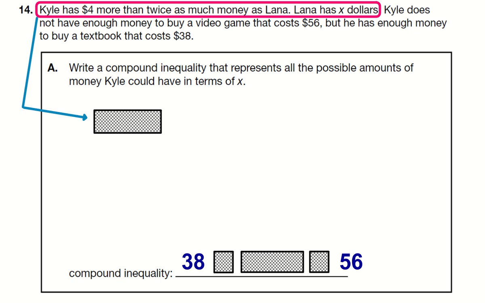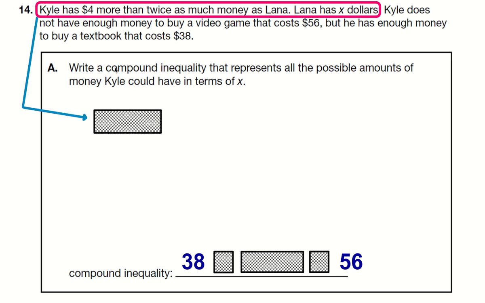Now again, I'm assuming you've already tried this and given it an honest attempt, basically. So I guess I'll go through this rather quickly. I mean, you probably already read this. Kyle has $4 more than twice as much money as Lana. Lana has X dollars, and Kyle has 4 more than twice that. Kyle does not have enough money to buy a video game that costs $56, but he has enough money to buy a textbook that costs $38.